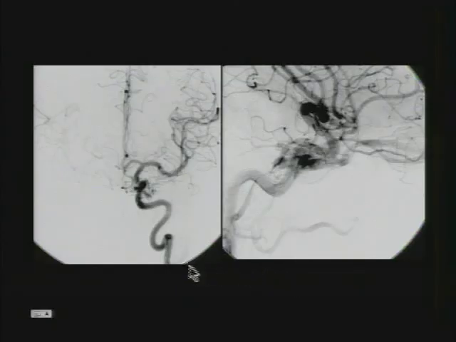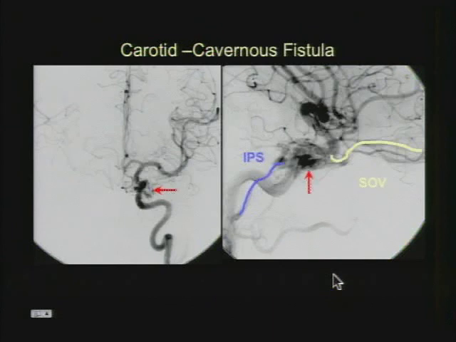And now when you look on your conventional angiogram, this is an injection of the left internal carotid artery, and you can see early filling out into the cavernous sinus. And on the lateral projection, you can see this early filling into the cavernous sinus, draining out the superior ophthalmic vein and draining down into the inferior petrosal sinus. And this is a carotid cavernous fistula.